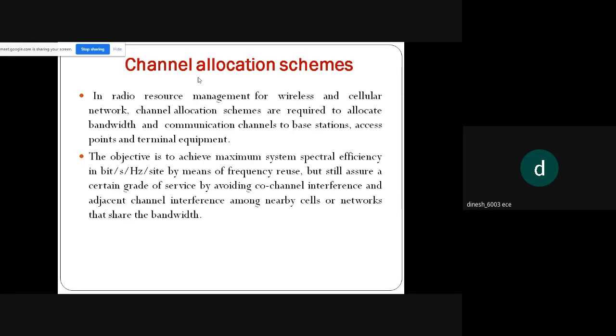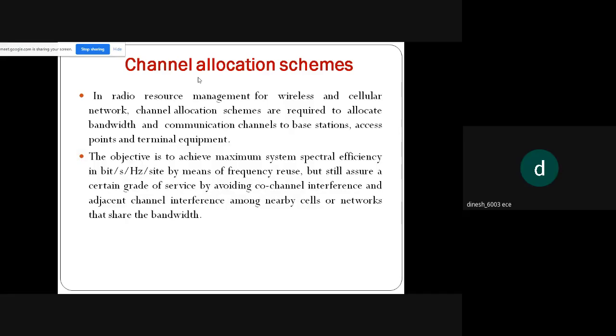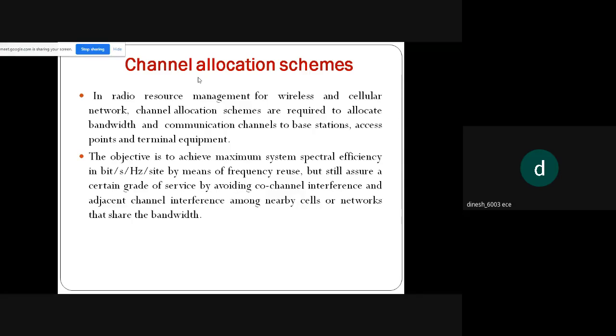The objective is to achieve maximum system spectral efficiency, which is measured in bits per second per hertz, where we can use this for better efficiency or frequency reuse. But still, we assure a certain grade of service by avoiding co-channel interference and adjacent channel interference among nearby cells or networks that share the same bandwidth.